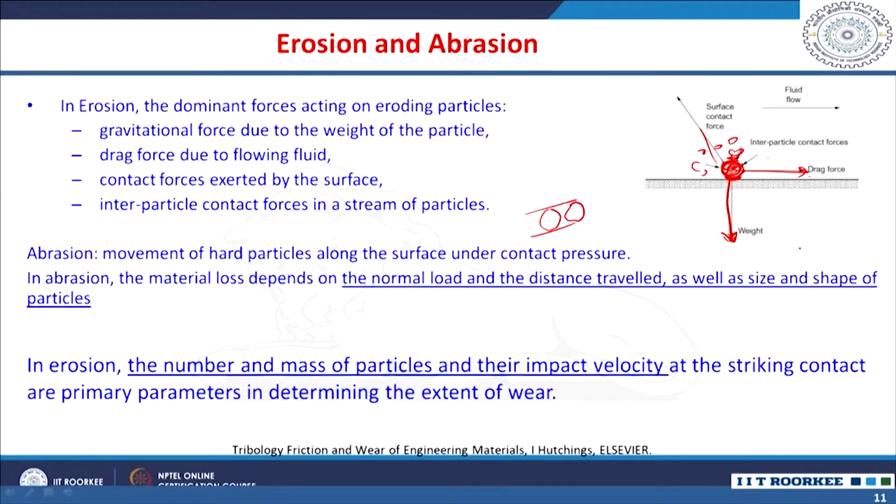You will have two surfaces in which you will have hard particles along the surface under contact pressure conditions, right. In abrasion, material loss depends mainly on the normal load and the distance they travel, as well as the size and shape of these particles, whereas in erosion it is the number of these particles and their impact velocity at the striking contact that actually determines the extent of the erosion wear.